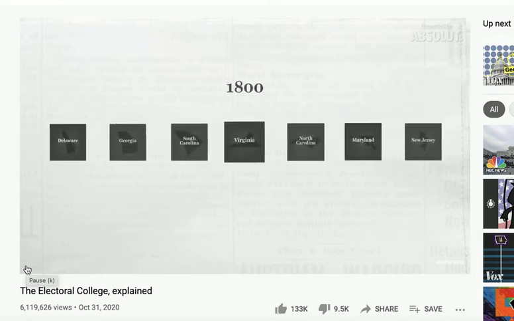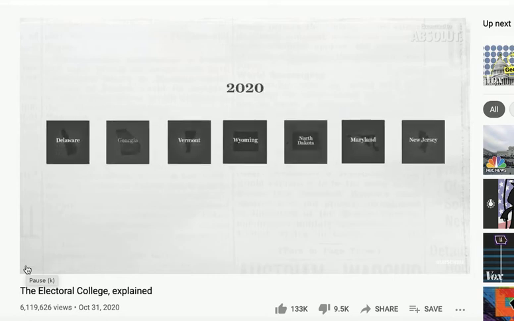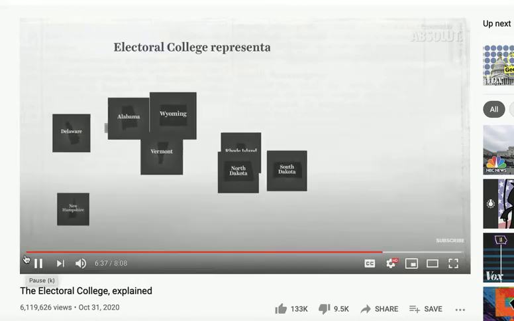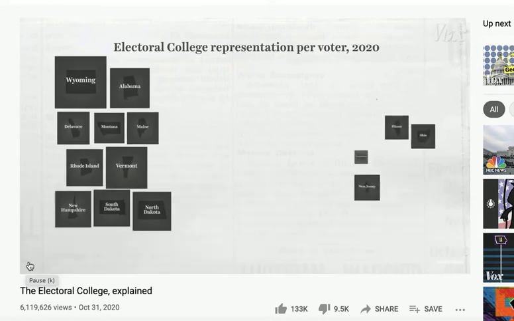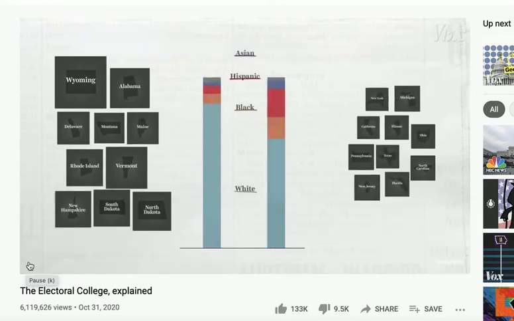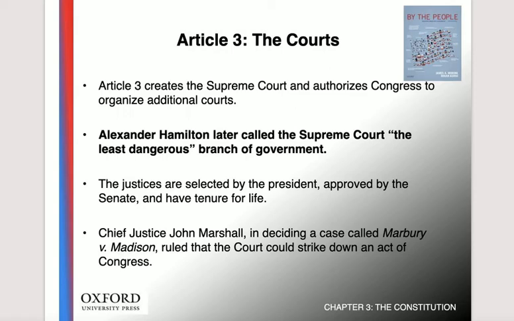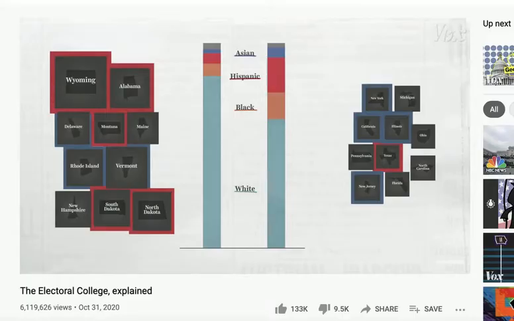Today, the states that the Electoral College benefits have changed, but it's still making some voters more powerful than others. If we look at the states with a lot of electoral votes for not a lot of people, and the states with a little electoral votes for a lot of people, these states are a lot whiter and less diverse than the rest of America. And many of these states are Republican strongholds. These tend to vote Democratic.